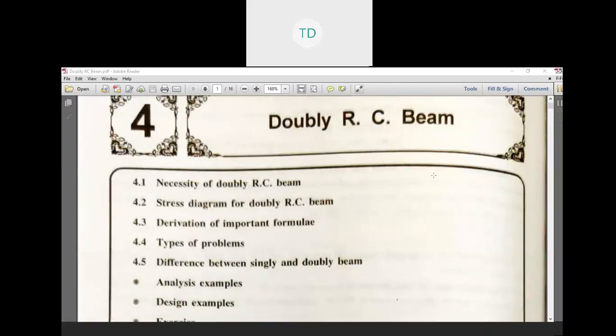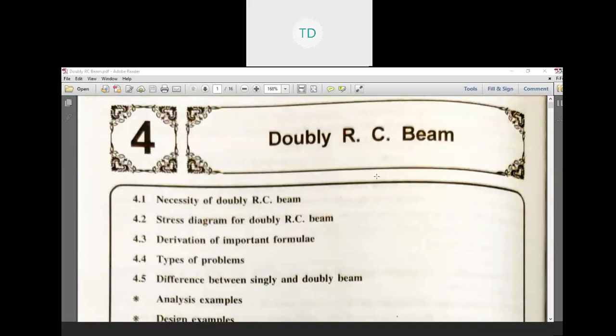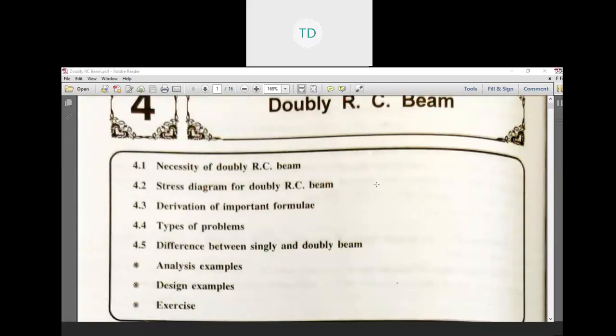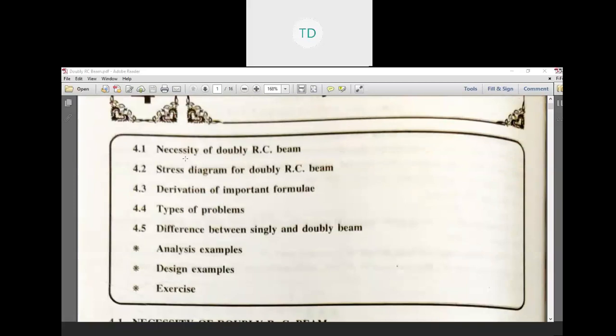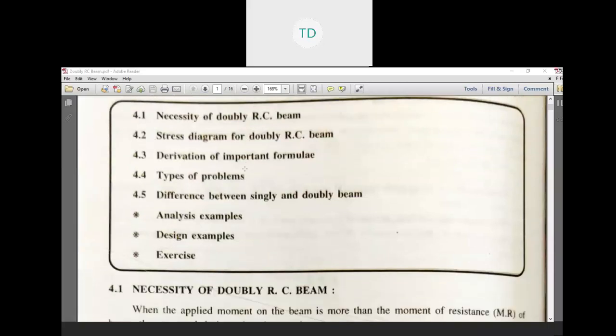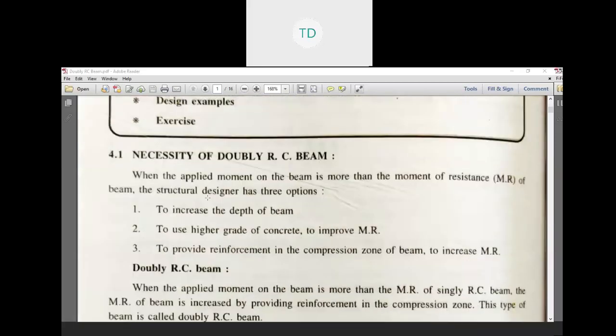In the previous lecture, we completed the previous chapter on singly reinforced concrete beam. We are going to start a new chapter on doubly reinforced concrete beam. In this chapter, we will cover the necessity of doubly reinforced concrete beam, stress diagram for doubly RC beam, derivation of important formulas, types of problems, difference between singly and doubly beam, analysis, design, and exercise.